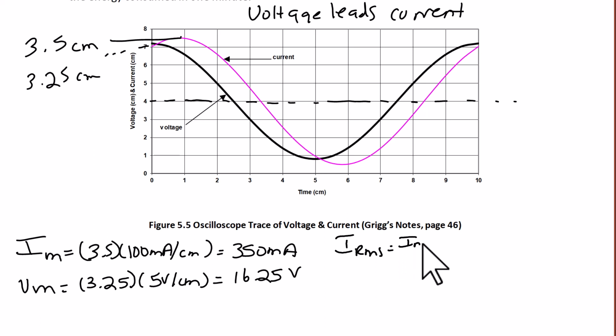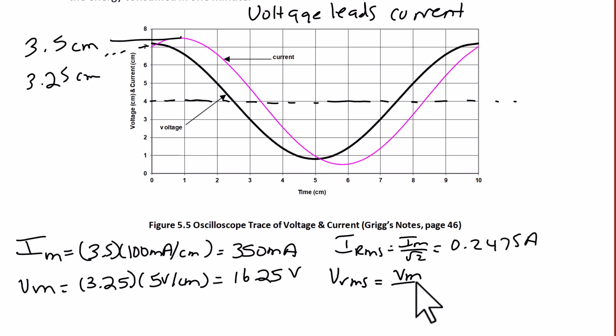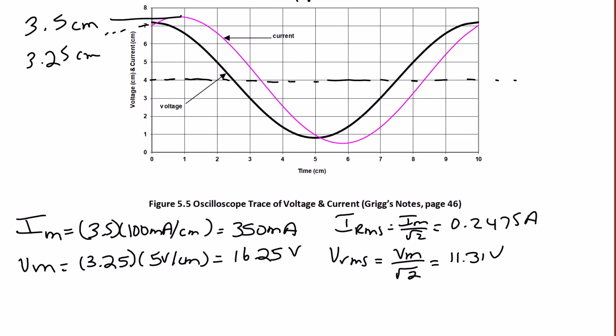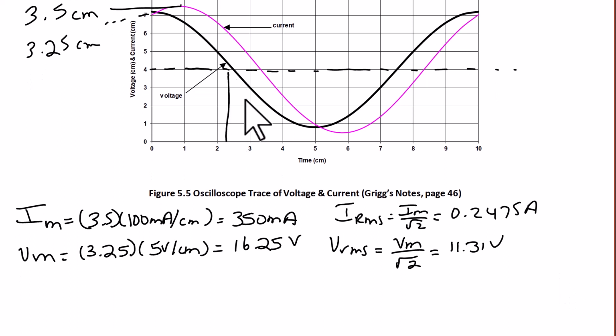So note that IRMS is equal to I magnitude divided by root 2, so it's 0.2475 amps. And VRMS is V magnitude divided by root 2, which equals 11.31 volts. So we are going to use our formulas this time in terms of RMS. But first we need to find the phase by using delta T. And we see that delta T is 0.8 centimeters.